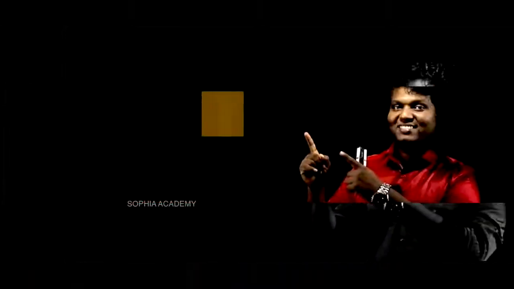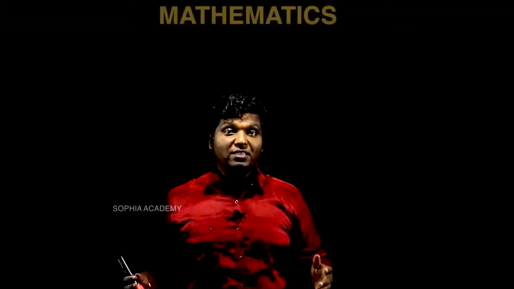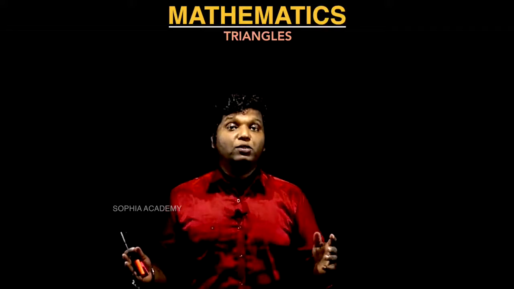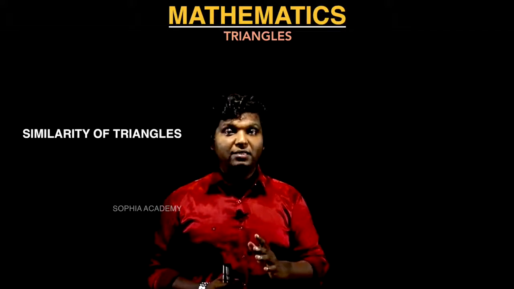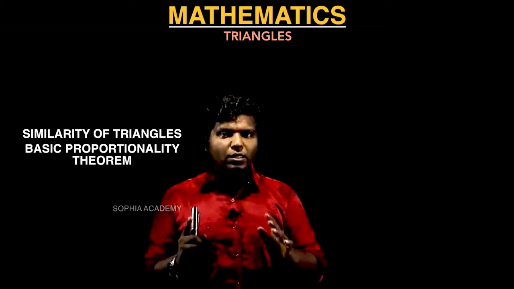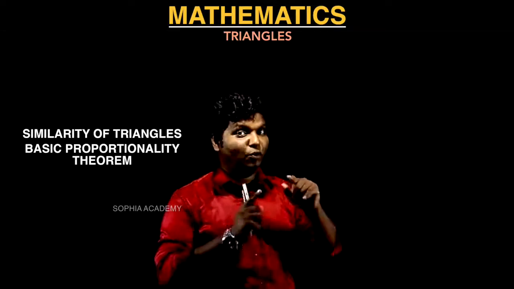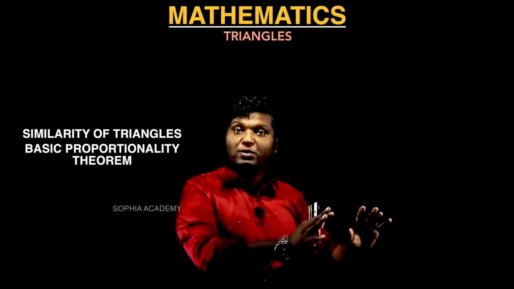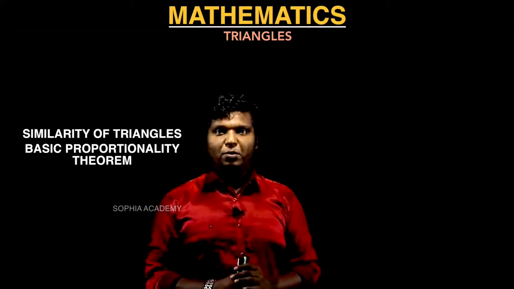Today we are going to deal with the MCQ part of the chapter triangles. Dear students, in this chapter we are going to deal with two things. One is the similarity of triangles. The other is the basic proportionality theorem. You know that the portion on areas of triangles is already removed for this year, so we are not going into that section. We are just keeping to these particular topics and we will be discussing them.